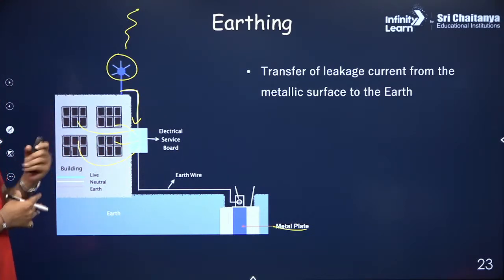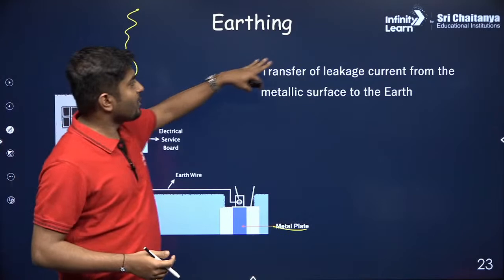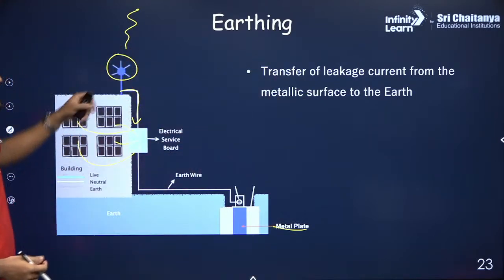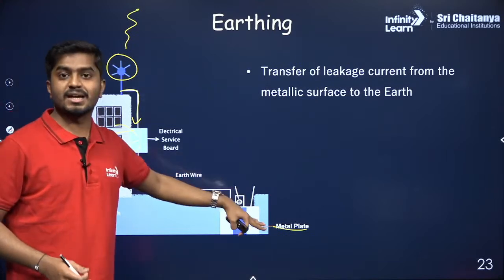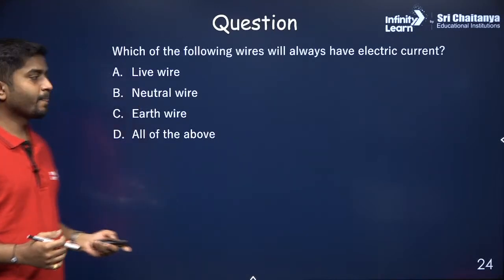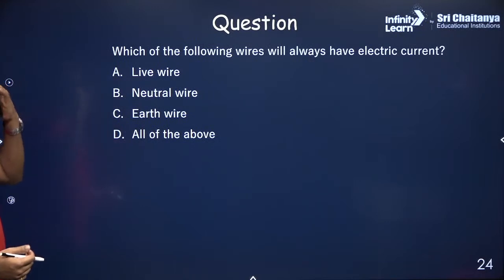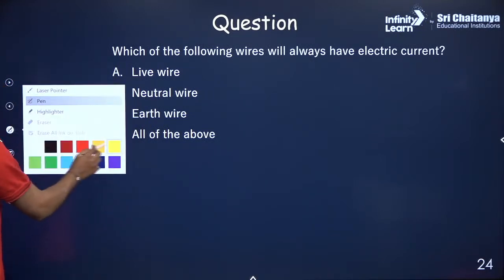Okay. So now, transfer of leakage current. There is the earthing. This process is called earthing, which transfers the leakage current to the ground. Let's solve a few questions based on this.